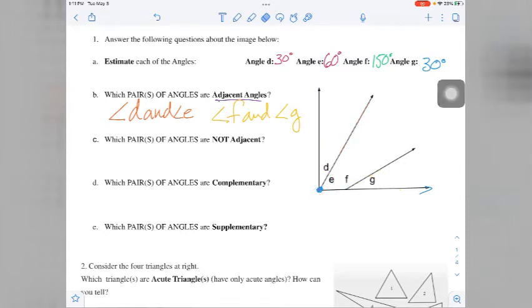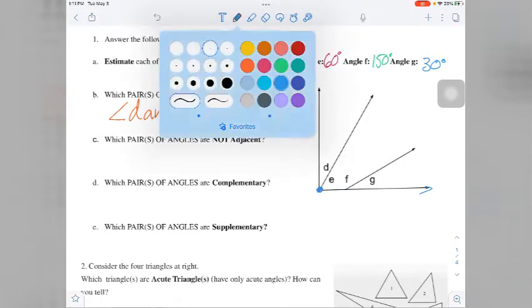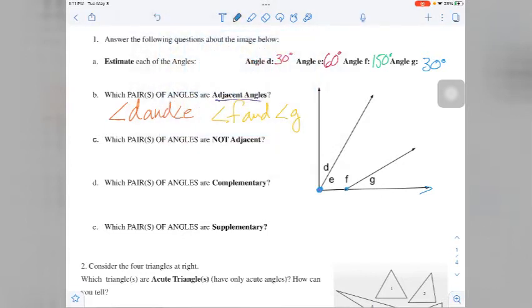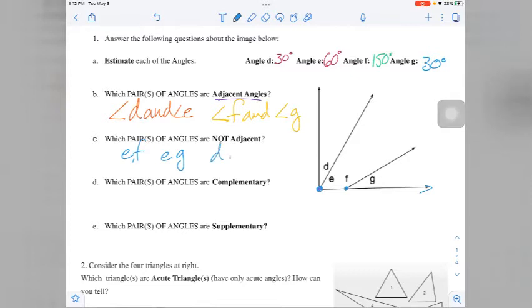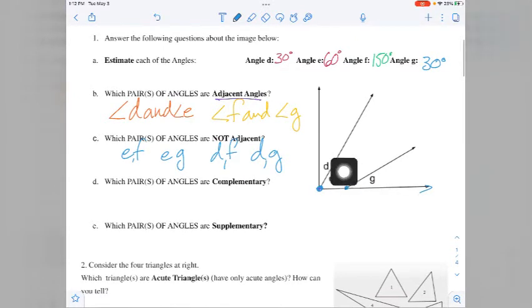Which angles are not adjacent? Well, we already looked at E and F. E and F we know are not adjacent because they have different vertexes. So I'm just going to write this shorthand: E and F are not adjacent angles. And also I know that E and G also are not. So E and G have different vertexes. And then D and F and D and G also have different vertexes, because these two adjacent angles have a different vertex than these two.